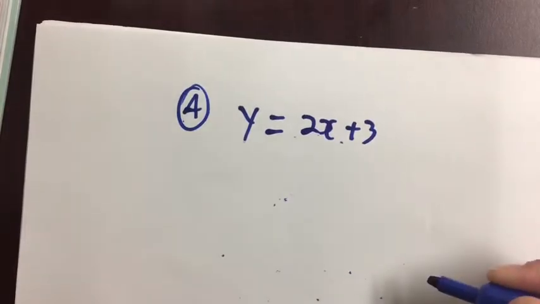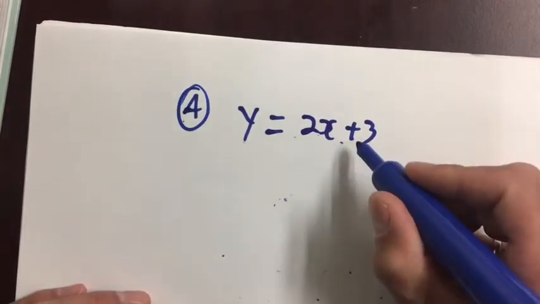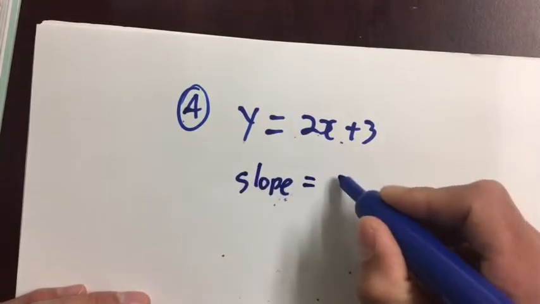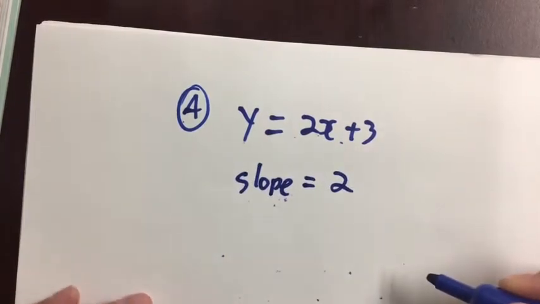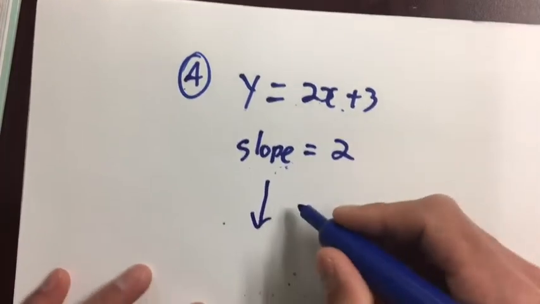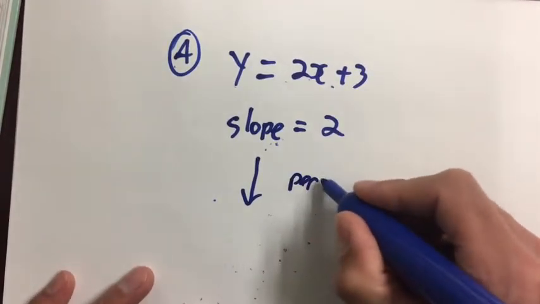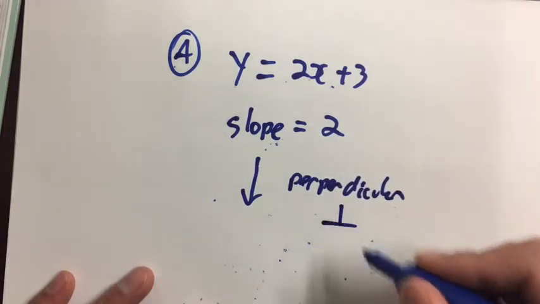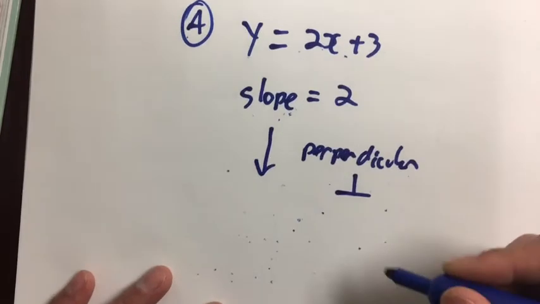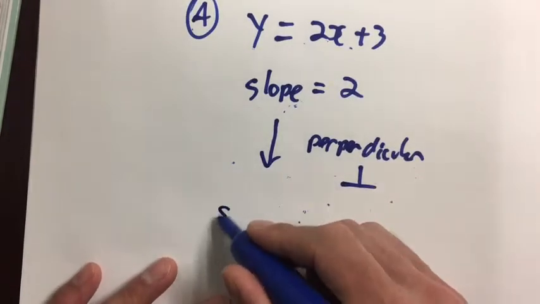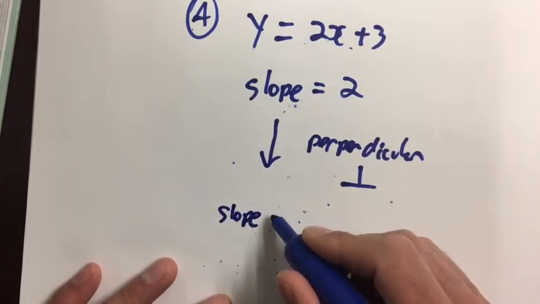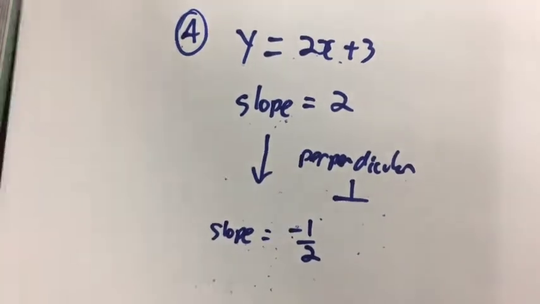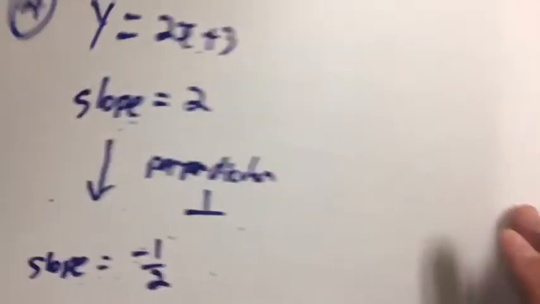And I want something perpendicular to it. Well, when I look at this equation, it has a slope of 2. To be perpendicular to it, perpendicular means at an angle of 90 degrees, it's going to have a slope of -1/2. If that's not perfectly clear to you, let me draw a picture.